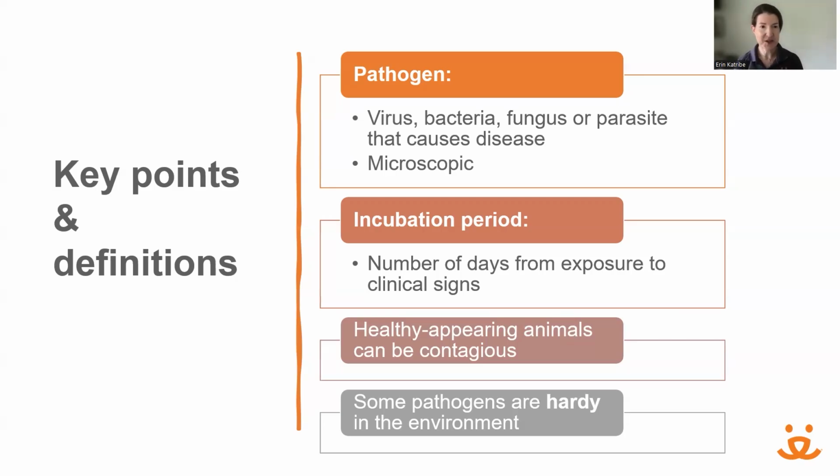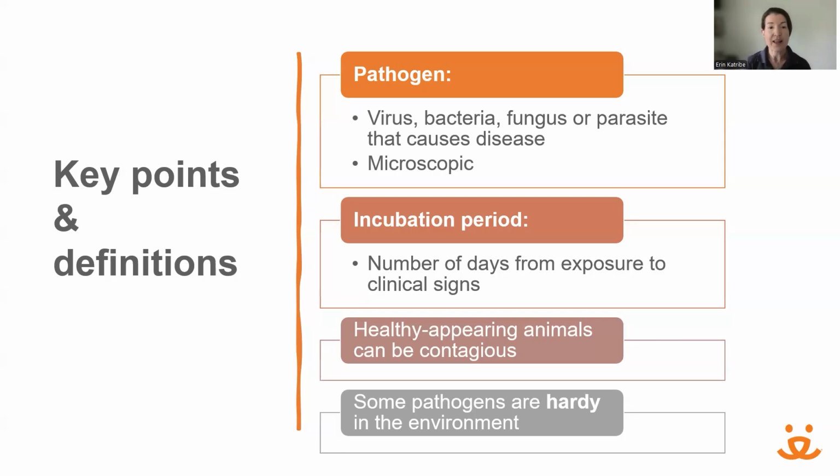Healthy appearing animals can be contagious. So, for many of our important diseases in shelters, animals can be contagious during that incubation period, meaning they're not yet showing any clinical signs. They look healthy, but in fact, they are contagious. And so, that healthy puppy that contracted parvo, a few days before he starts to show clinical signs, he could potentially be contagious. And so, a healthy appearing animal can potentially be shedding infectious disease and be contagious to other pets.